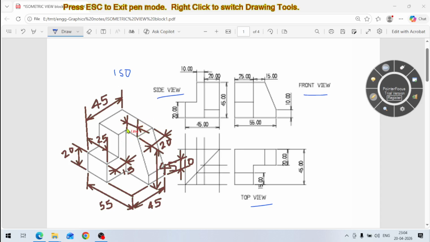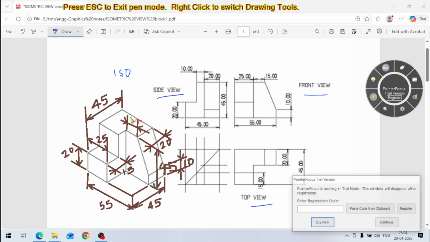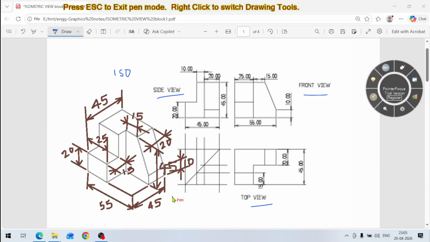So how much is this dimension? This dimension is 15 mm. It is 15. This is 15 mm. This dimension is how much? It is 15 mm. So now we have given all the dimensions. No dimension is left here. All the dimensions we have given from all the views. So all the steps, all the dimensions are given. I think it's clear to you now.